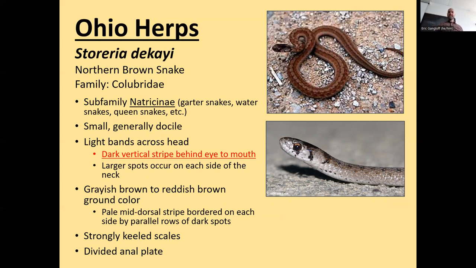Will you ask us how we knew what individual it is? Like look for things like, oh, it had a vertical stripe behind the eye mouth, so I knew it was the case.